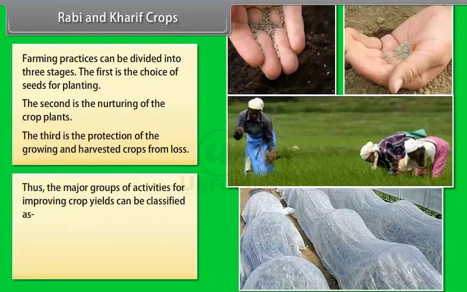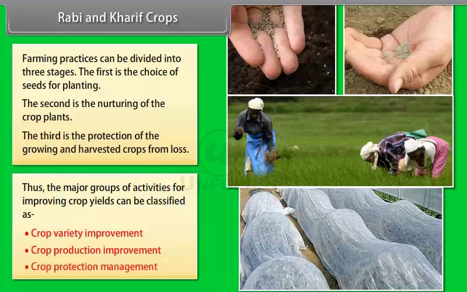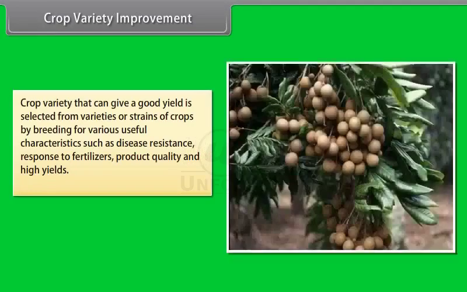Thus, the major groups of activities for improving crop yields can be classified as crop variety improvement, crop production improvement, crop protection management. Crop variety improvement. Crop variety that can give a good yield is selected from varieties or strains of crops by breeding for various useful characteristics such as disease resistance, response to fertilizers, product quality and high yields.